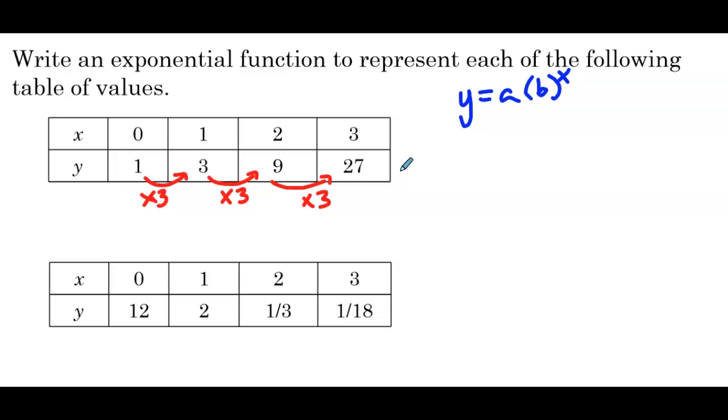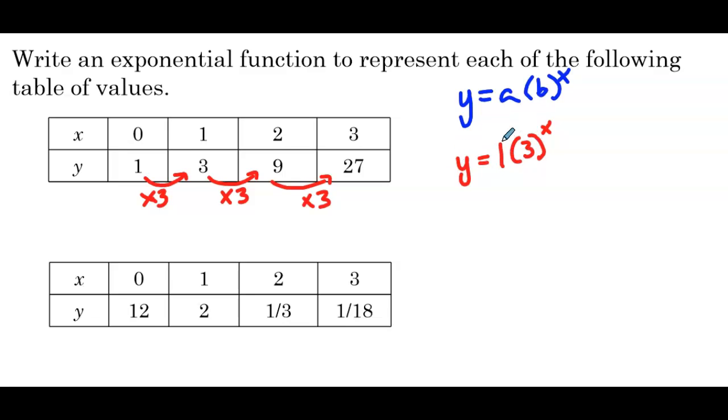Times 3. So our base is 3 to the x. And then we need that initial amount. If we plug x equals 0 in, 3 to the 0 is 1. So what do we have to multiply to get 1? Well, that means our coefficient would be 1, and we have y equals.